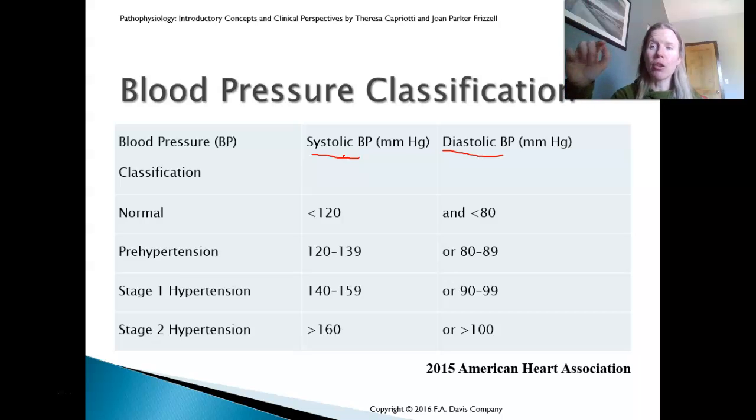Systolic is the pressure when the heart is actually contracting, right? So when there is force behind it, what is the pressure in that artery? And then diastolic is when that heart is relaxed, right? And so we're not actually forcing any blood here.